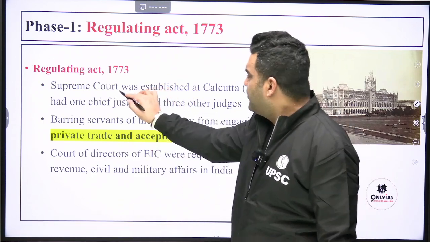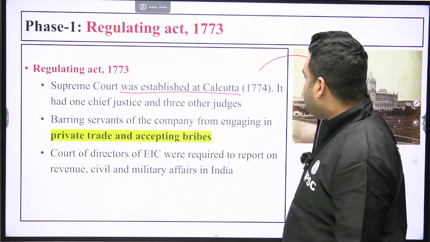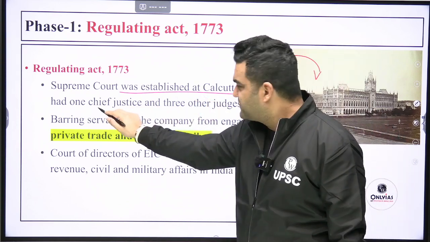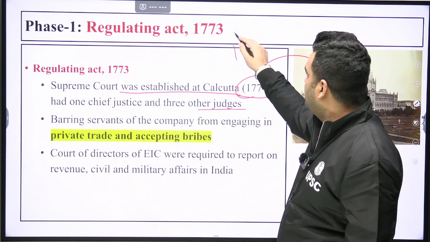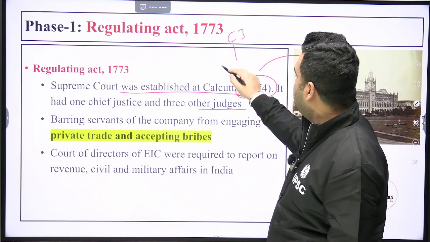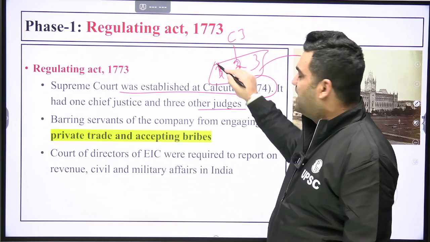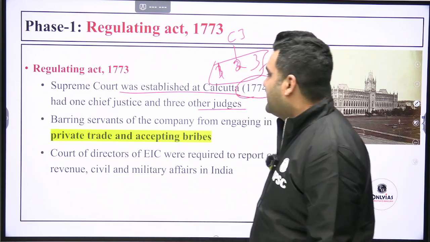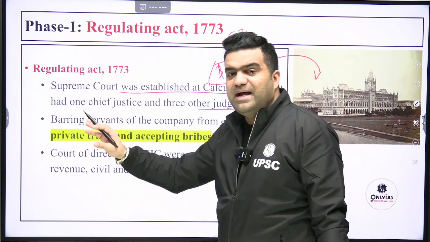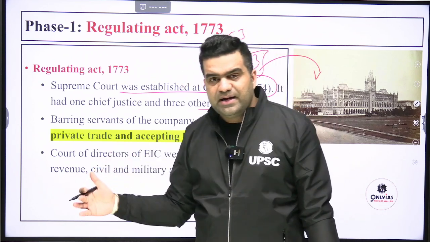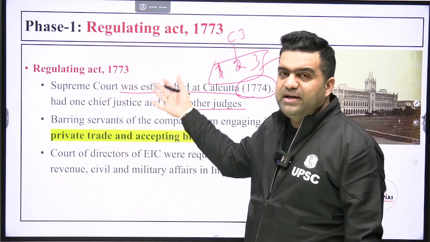Now, the Supreme Court was established at Calcutta. As you can see the building, it was set up in the year 1774, with 1 Chief Justice and 3 other judges. Now, this was a mistake: they did not clarify the authority of the Supreme Court, which they did later on by passing an amending act.